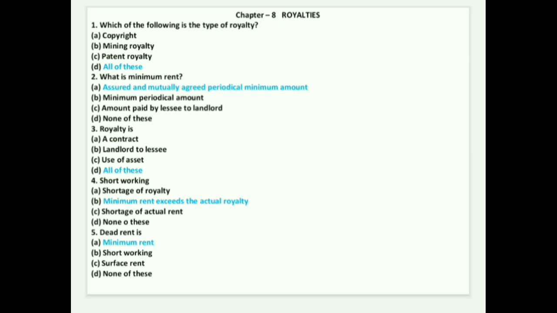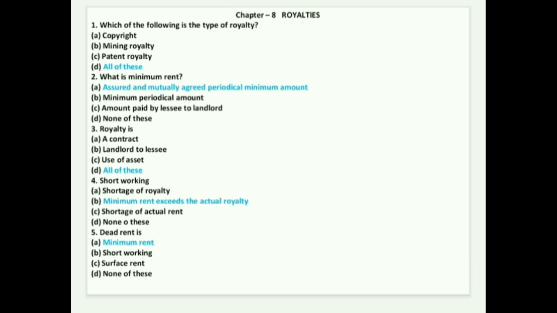Royalty is a contract from landlord to lessee for the use of an asset, and all of this. So royalties here, all these three, like a contract, landlord to a lessee, use of asset. Okay. Now next is short working. Well, short working will be what? Options are shortage of royalty, minimum rent exceed the actual royalty, shortage of actual rent, none of this. So it will be minimum rent exceed the actual royalty.